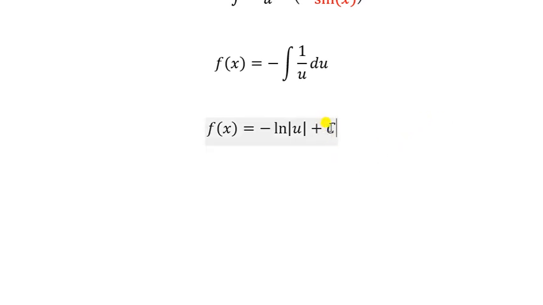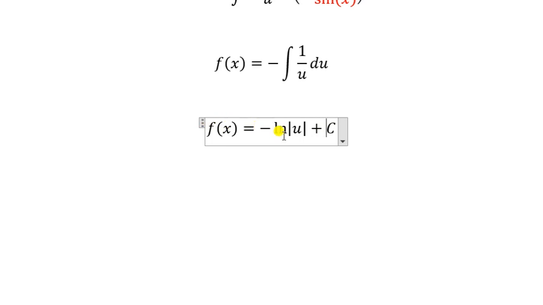Why do we need to add a constant c here? That's because here we are finding a family of functions. A lot of functions, actually an infinite number of functions, can have a derivative 1 over u. That's because no matter what the constant is, its derivative will always turn out to be 0, so the derivative is 1 over u. That's why we need to write the constant here. So the idea is to figure out what c is equal to.